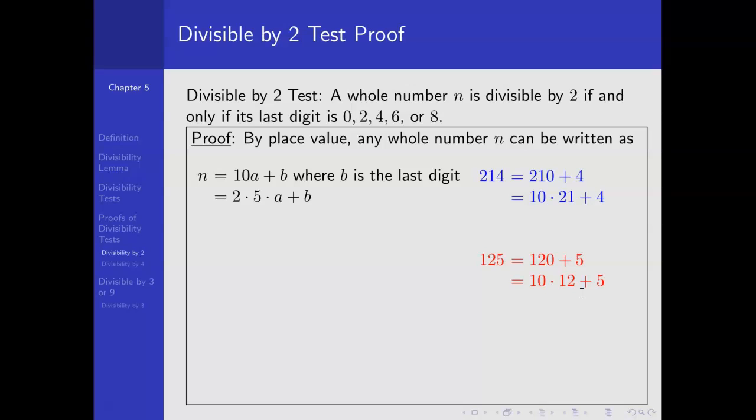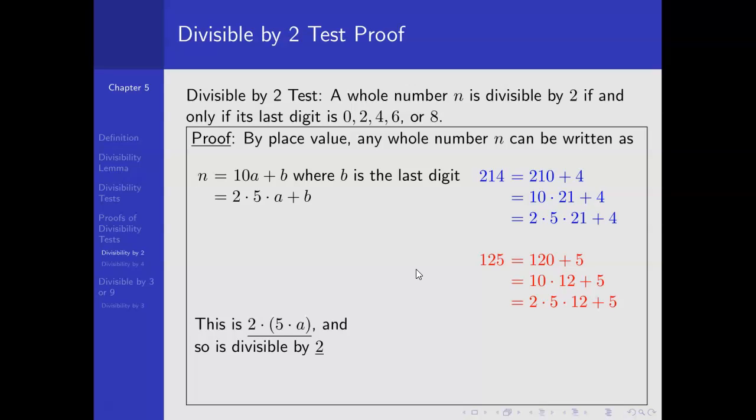All right, our next step in our proof, we're going to break the 10 up and write that as 2 times 5 times whatever a is. And we're doing that here because we want to make something that is very clearly divisible by 2, something that is very clearly a multiple of 2. And now we're going to do this in the examples as well. So we're going to have, for 214, 2 times 5 times 21 plus 4, and 2 times 5 times 12 plus 5.